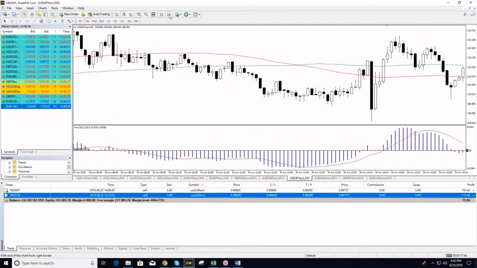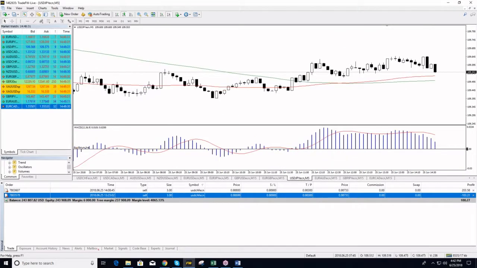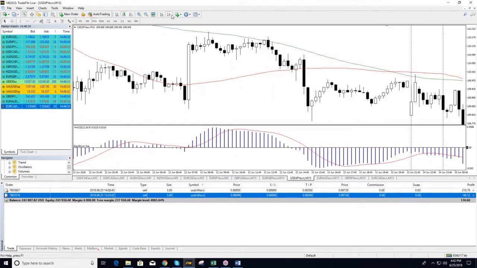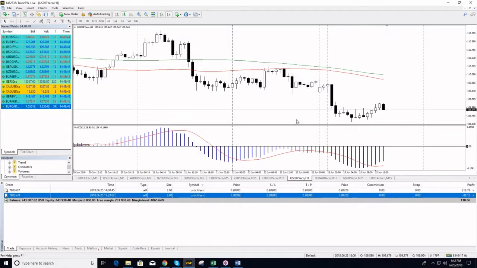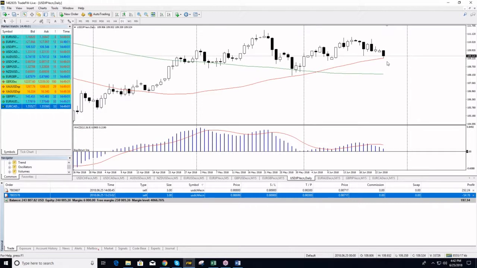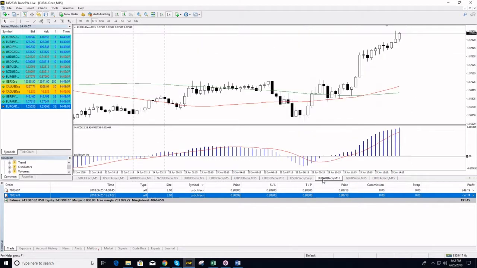Dollar yen, let me see, looks promising. Okay, let's analyze dollar yen. Maybe there is a good short opportunity there. It has rebounded, now it's going down. Let me check dollar yen. Let me check on the daily as well. No, I never want to go short near a moving average, so forget dollar yen.